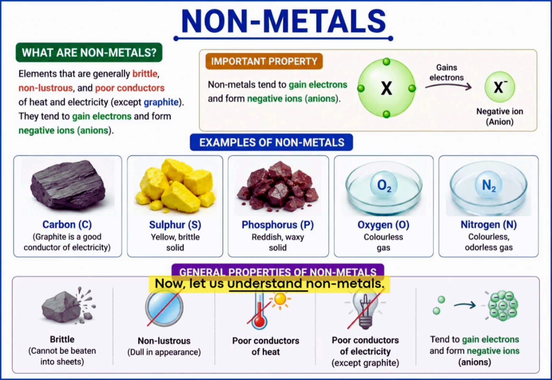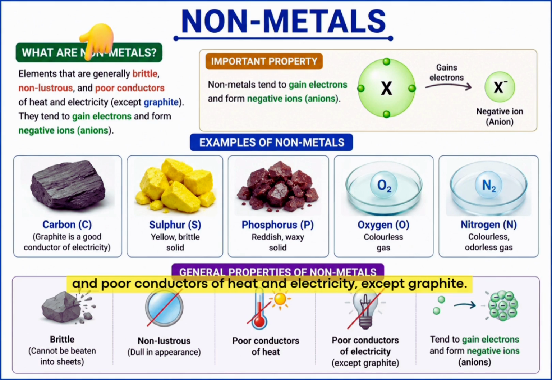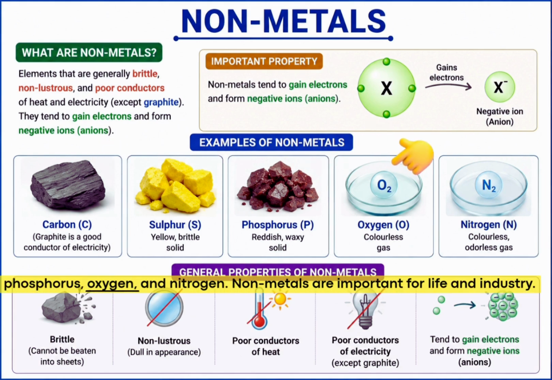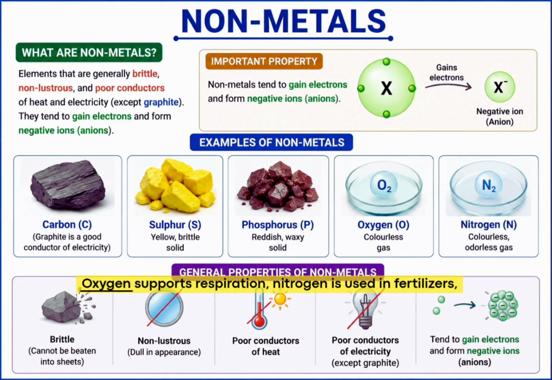Now, let us understand nonmetals. Nonmetals are generally brittle, non-lustrous, and poor conductors of heat and electricity, except graphite. They usually gain electrons and form negative ions called anions. Examples of nonmetals include carbon, sulfur, phosphorus, oxygen, and nitrogen. Nonmetals are important for life and industry. Oxygen supports respiration, nitrogen is used in fertilizers, and carbon exists in different forms like graphite and diamond.